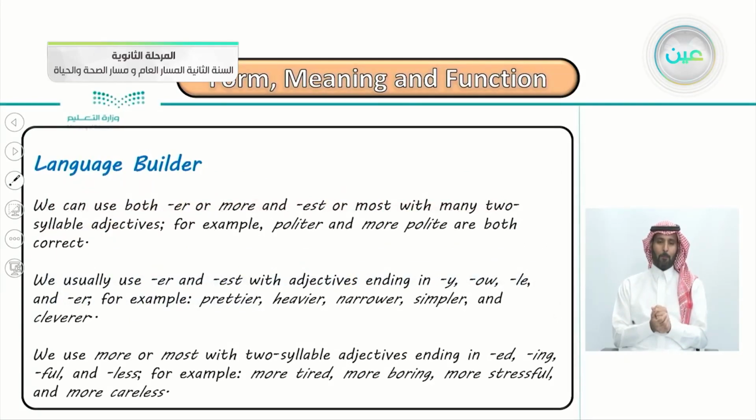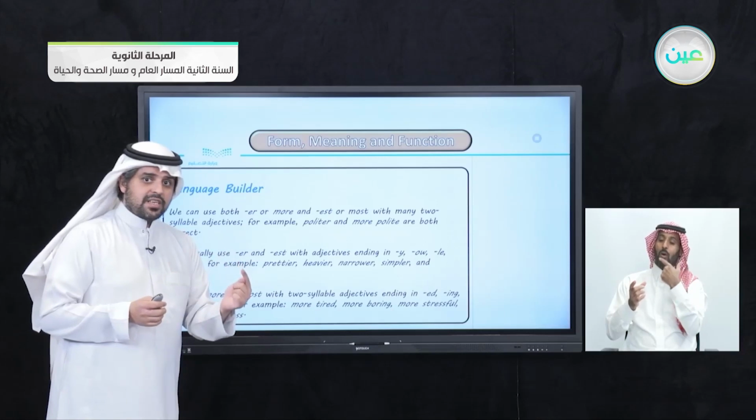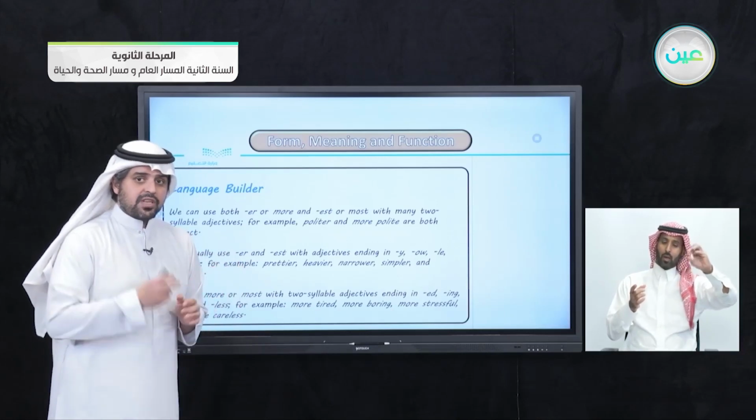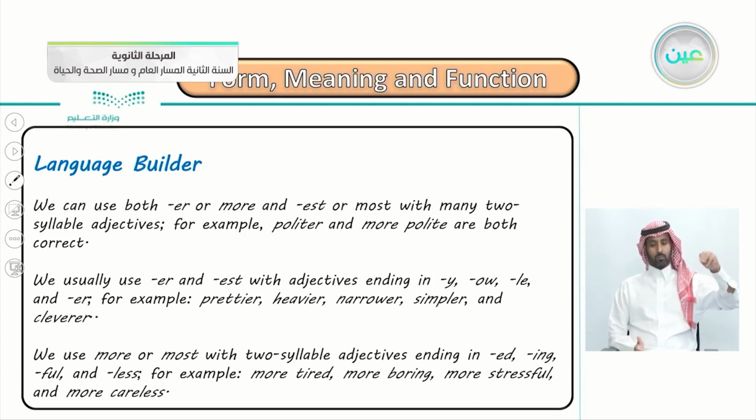Here's a language builder for you. We can use both er or more and est or most with many 2-syllable adjectives. So now we're talking about the 2 syllables. We were talking about 1 syllable and 3 syllables. Now we're talking about the 2-syllable adjectives. Again, we can use both er or more, and est or most, with many 2-syllable adjectives.